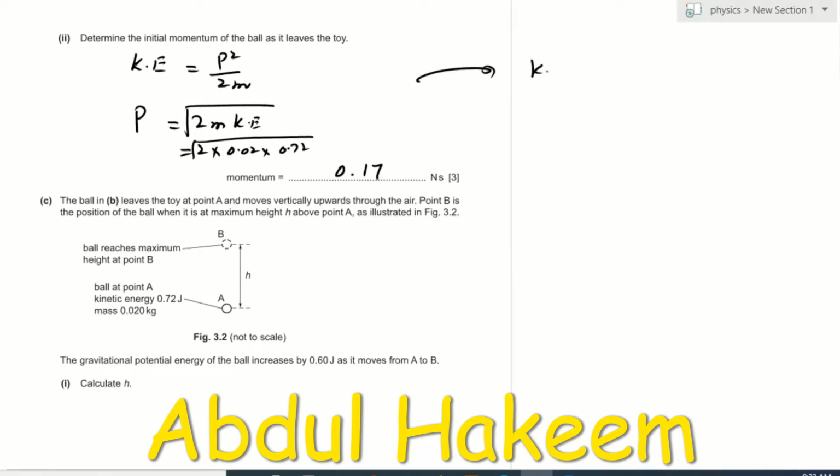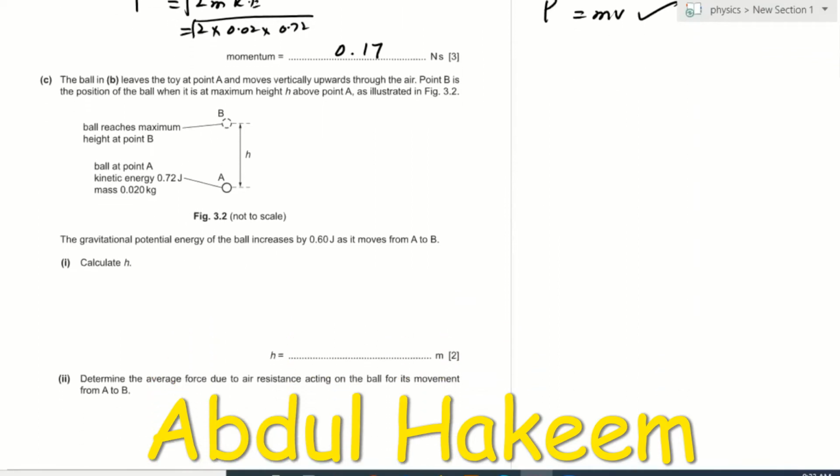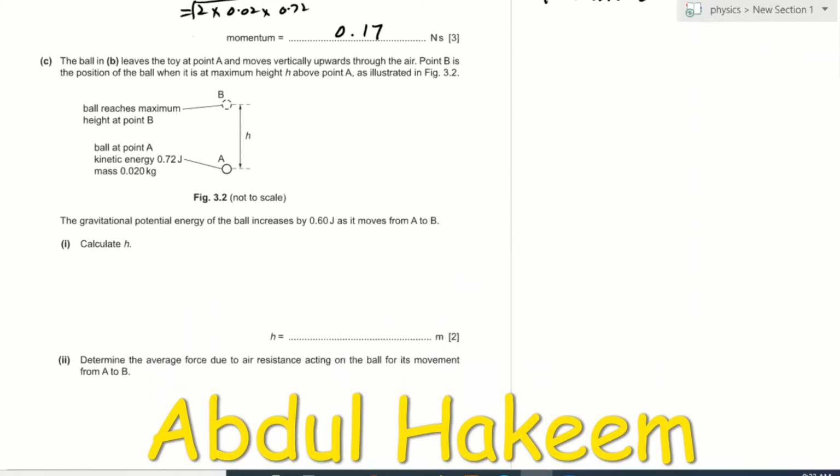Or you can apply kinetic energy is equal to half mv squared. From this equation, calculate the speed, and then momentum is equal to mass times velocity, or use this formula directly. It's up to you. Next, the C part: the ball in B leaves the toy at the point A and moves vertically upward into the air. The point B is the point of the ball when it is at the maximum height.